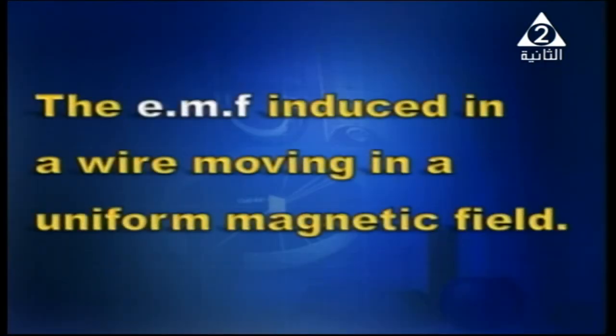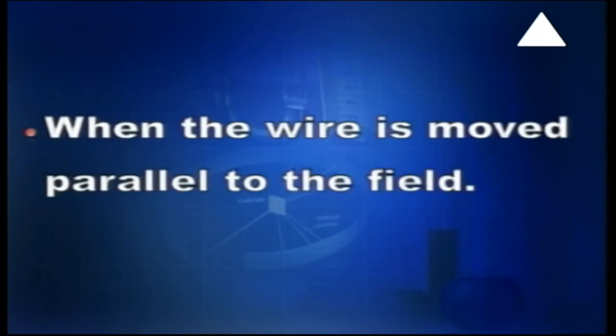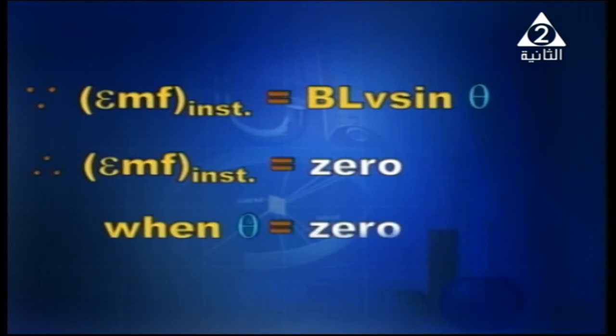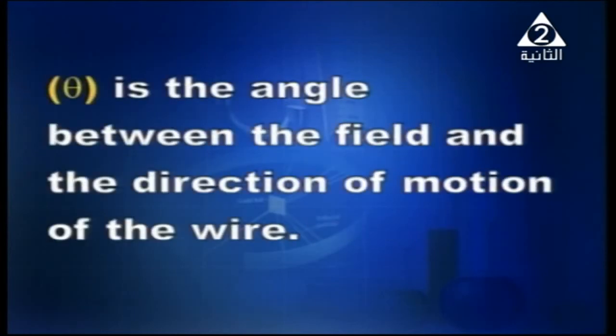When does the EMF induced in a wire moving in a uniform magnetic field equal 0? We've got a wire that moves in a magnetic field, but no EMF is induced. So the wire must be moved parallel to the field. EMF instantaneous induced in the wire is given from the expression BLV sine theta. B is magnetic flux density, L is the length of the wire, V is linear velocity, theta is the angle between direction of motion and magnetic field. So EMF is equal to 0 when theta is 0. Theta, as I said, is the angle between the field and direction of motion of the wire.